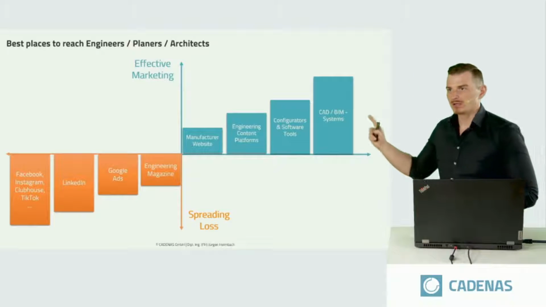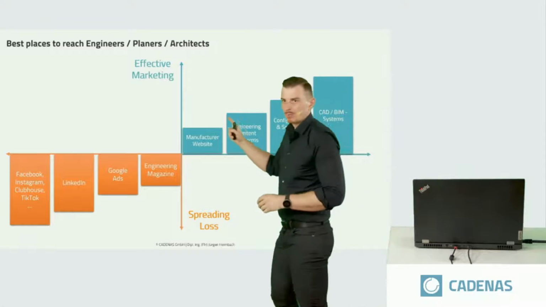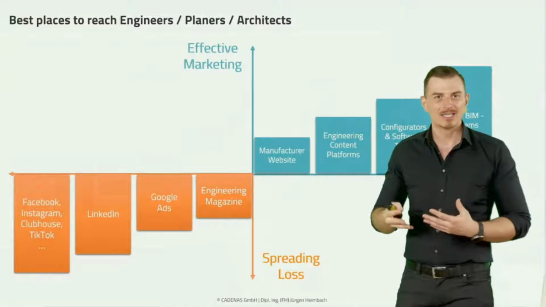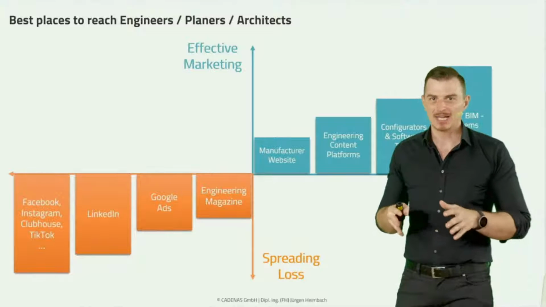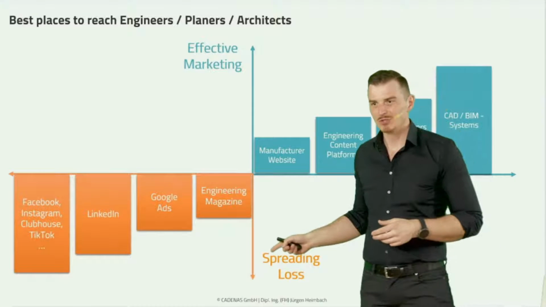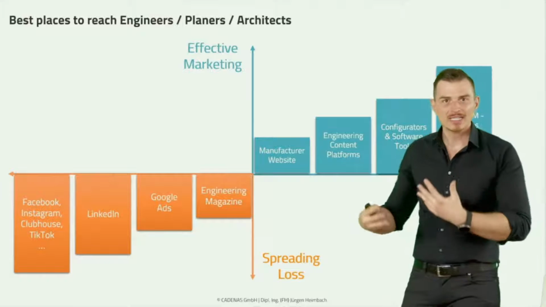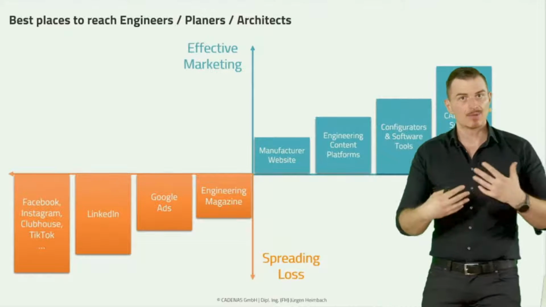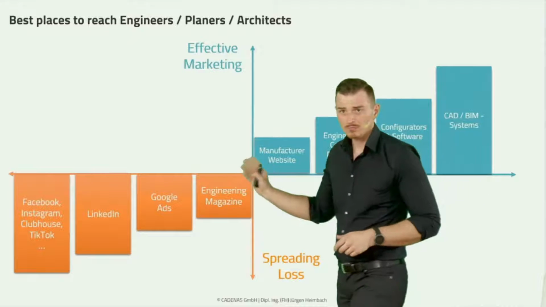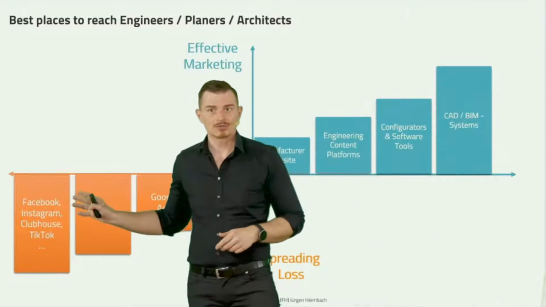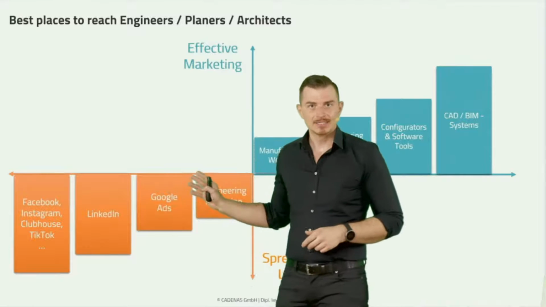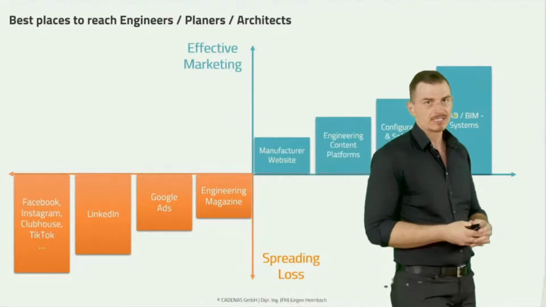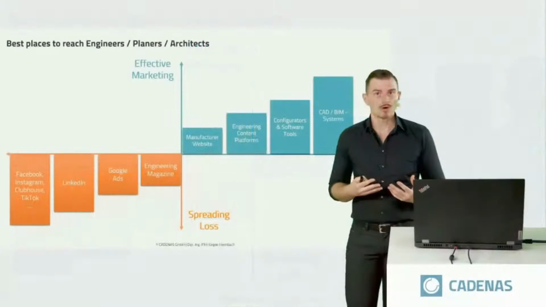And we talk about whether it is effective, or whether we are talking about so-called spreading loss. So you just don't get it really targeted, and you need to spend a lot of money to get the same results as on the blue ones. But again, it's a marketing mix. Of course, you can do Facebook, Clubhouse, Instagram, TikTok, LinkedIn also, and Google Ads. But in the field of architects and planners, we see this as not so effective.